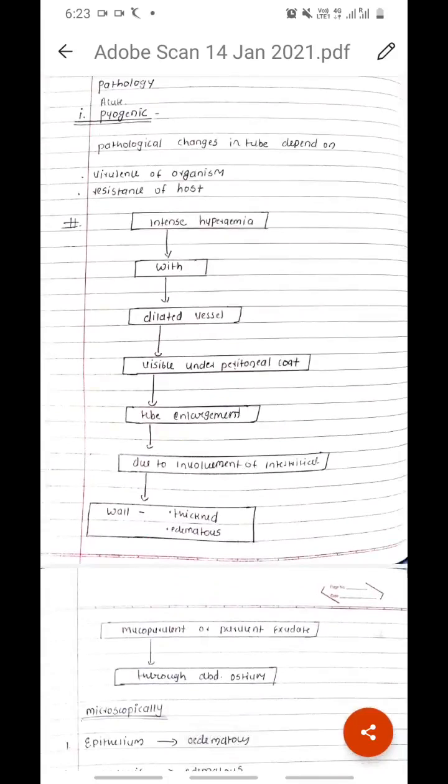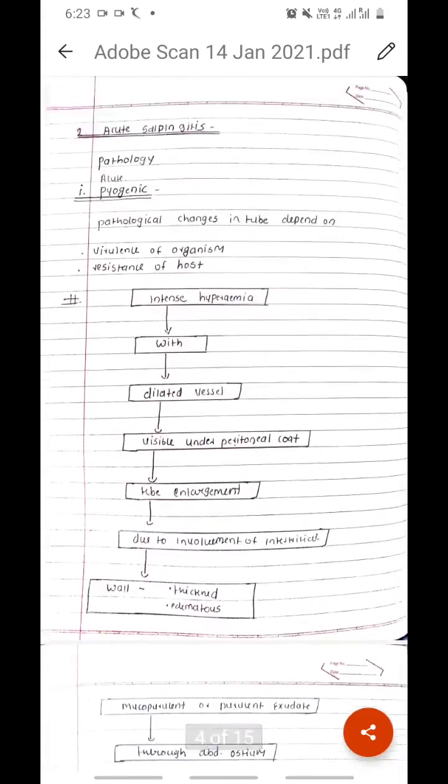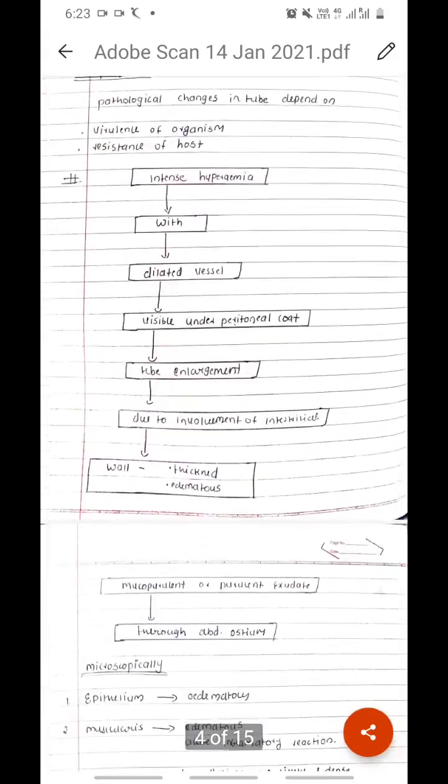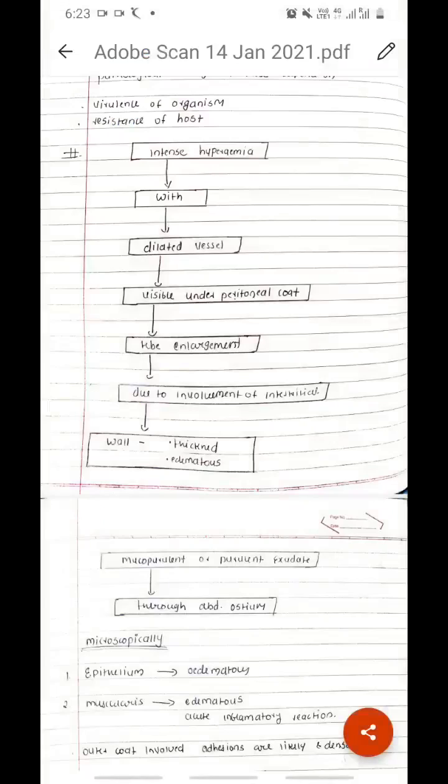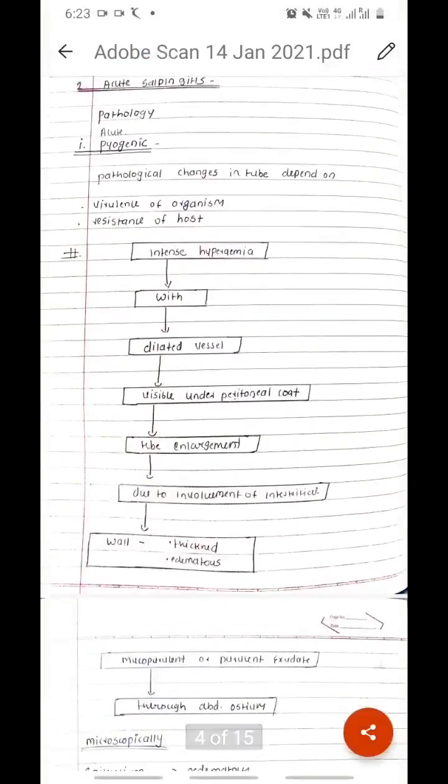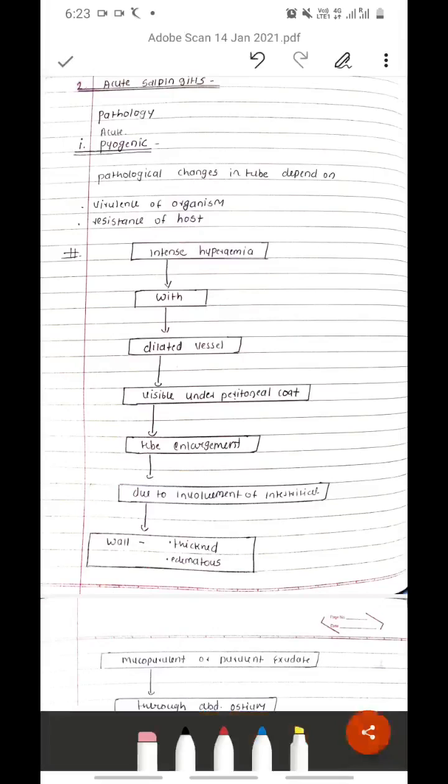Acute pyogenic salpingitis, what does it mean? Pyogenic, as you all know, means there will be pus formed. So suppose the patient is suffering from acute pyogenic salpingitis. What will happen? There is intense hyperemia with dilated vessels. Hyperemia means there will be blood in the vessels which can lead to dilation of the vessels.